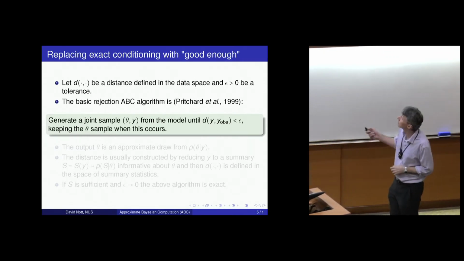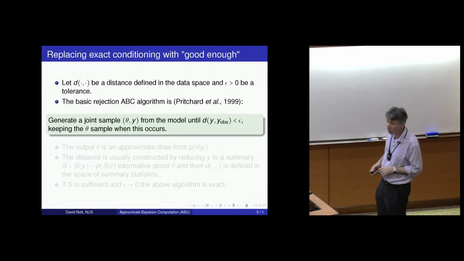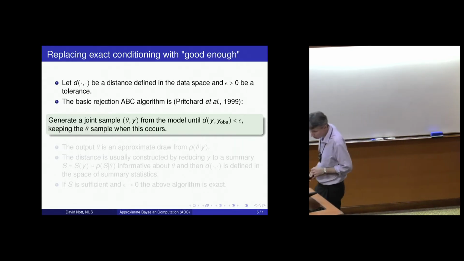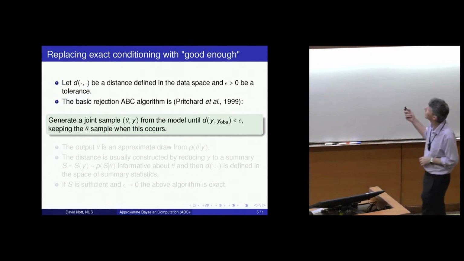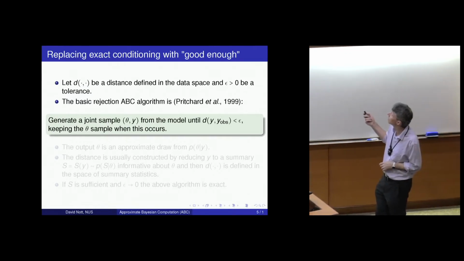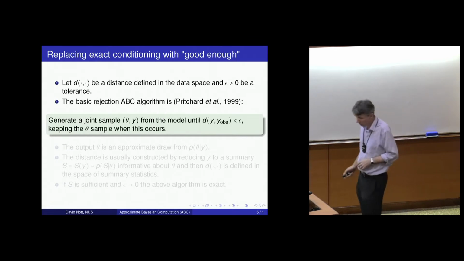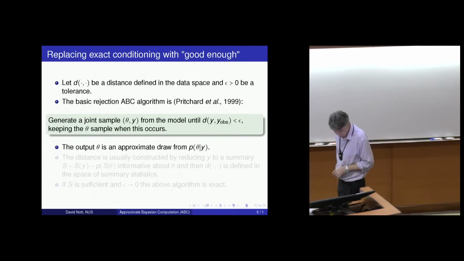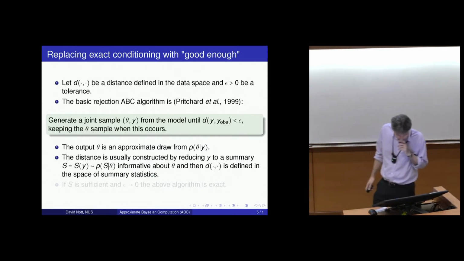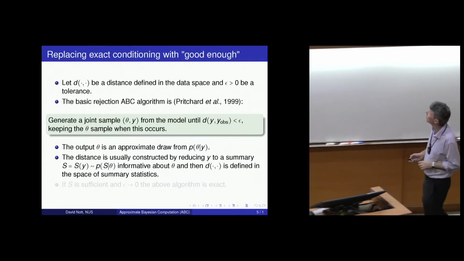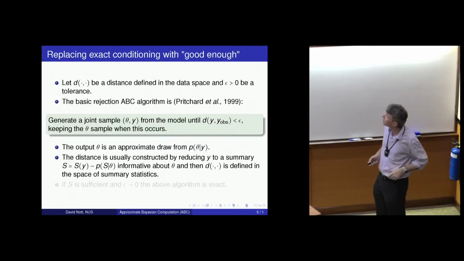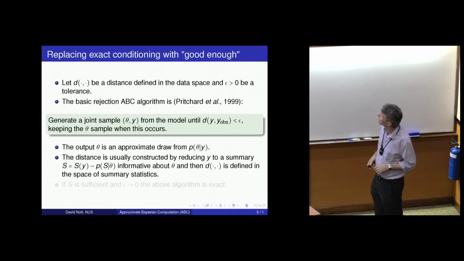Okay. So the idea is that we'll generate joint samples of theta, y as before, but instead of requiring y equals y obs in order to retain a theta sample, we're going to retain a theta sample if the distance between the simulated y and the observed y is less than epsilon. Okay. Now, how do you define that distance measure? We usually define that distance measure in terms of some summary statistics. And that's a really important aspect of an ABC analysis.